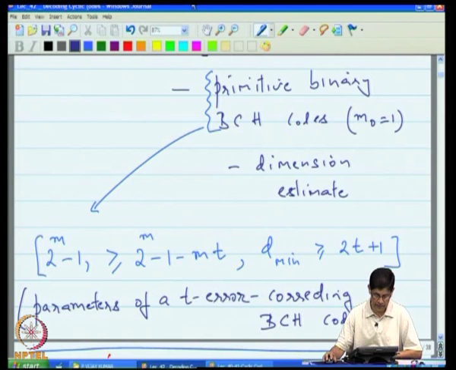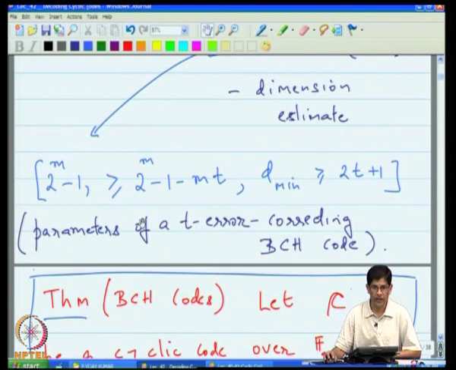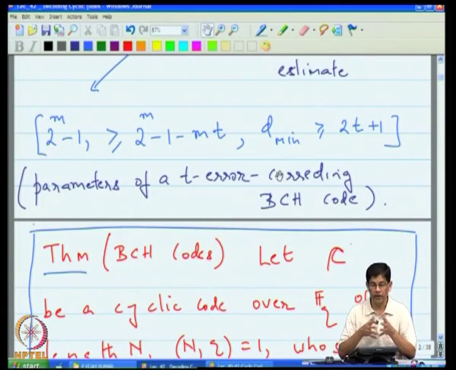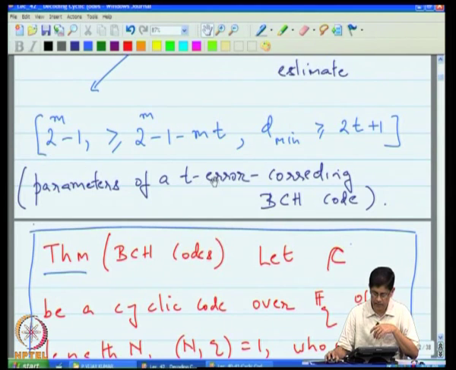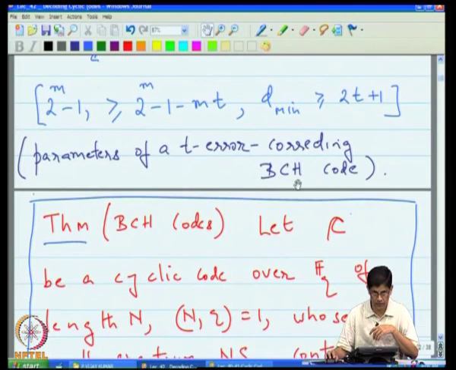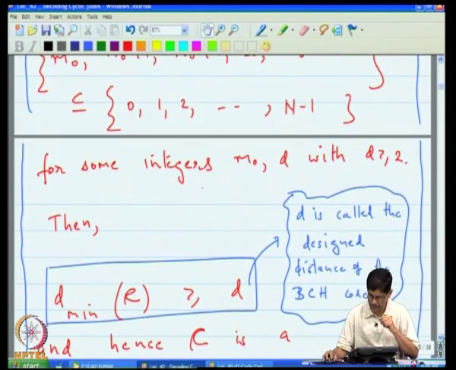Under these circumstances, you can actually say that my dimension is given by this and this is my minimum distance, and this is often a pretty good estimate of the dimension. And these codes are very efficient. They are amongst the best known binary codes. So often if you require a binary code with large minimum distance, then this is a generic construction which might well cover your case. Alright, so these I will regard as the parameters of a T error correcting BCH code. So that concludes the summary of what we did last time.